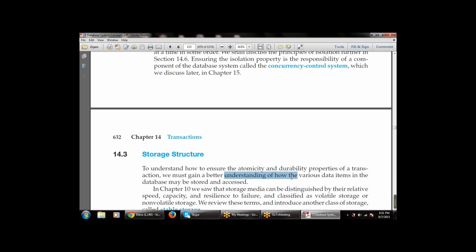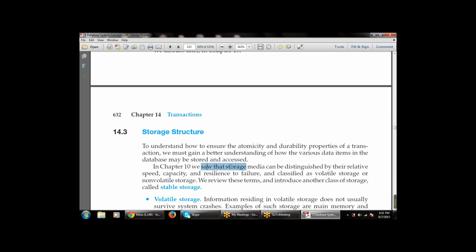So we must gain a better understanding of how the various data items in a database system may be stored and accessed. In chapter 10, we saw that storage media can be differentiated by their relative speed, capacity, and resistance to failure. That is, it depends on the storage media, whatever their speed, capacity, and content, that will be available, that is resistant to failure, and classified as volatile storage and non-volatile storage.